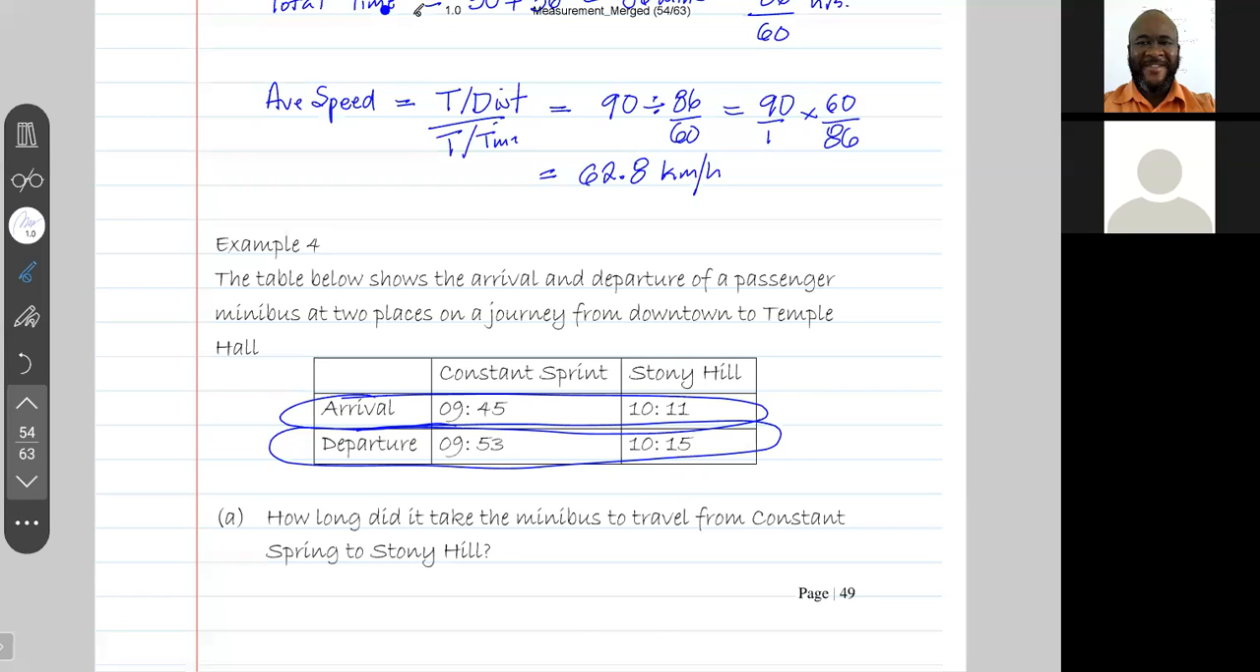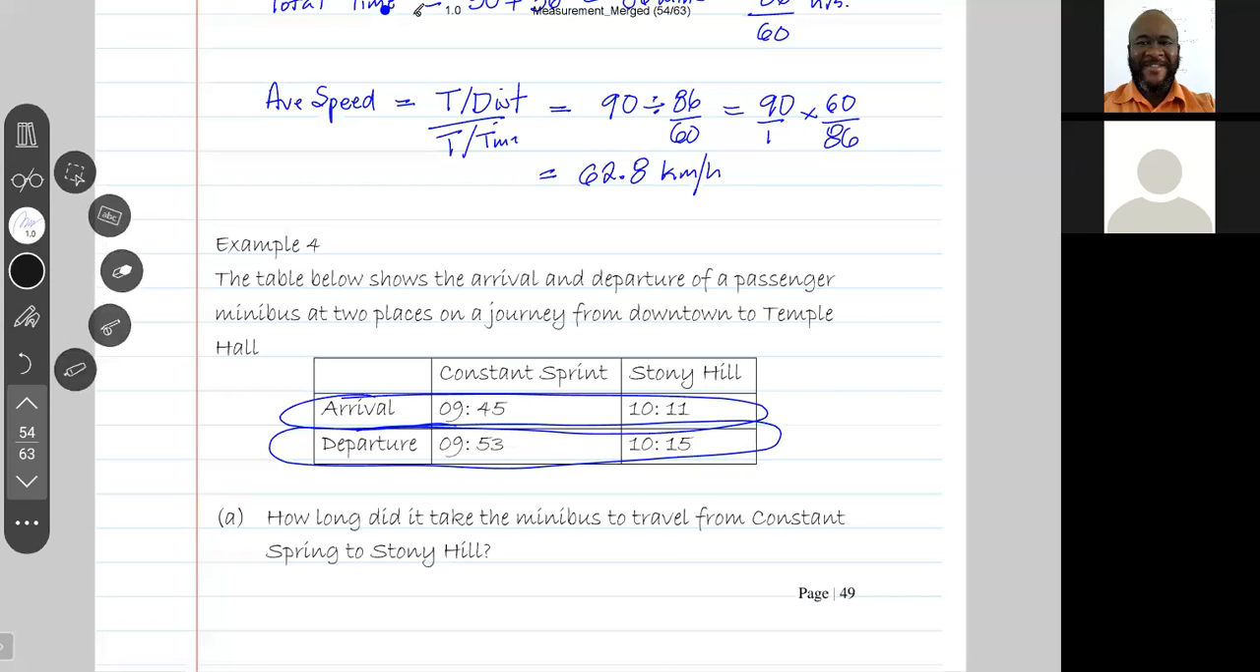Now, from 9:53 to 10:11, they drive until they arrive at Stony Hill at 10:11. 4 minutes after, they leave Stony Hill, and I'm thinking they leave Stony Hill now to drive to the next place at 10:15. Here it is. How long did it take the minibus to travel from Constant Spring to Stony Hill?